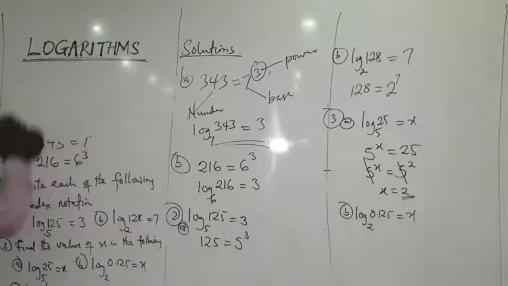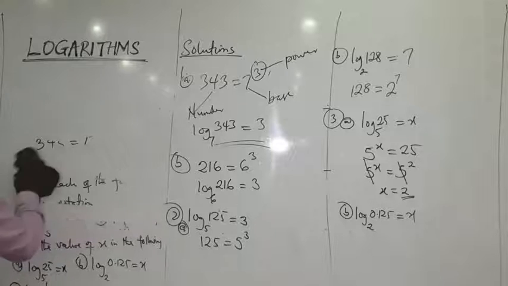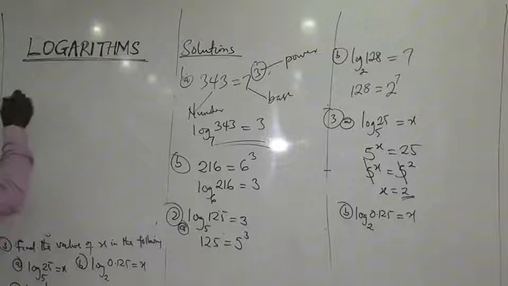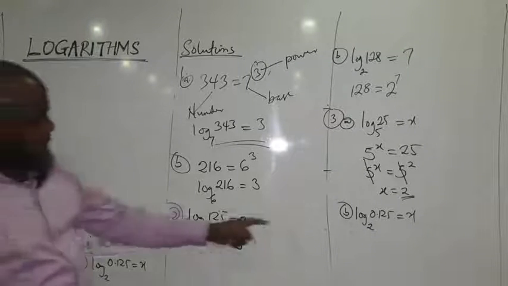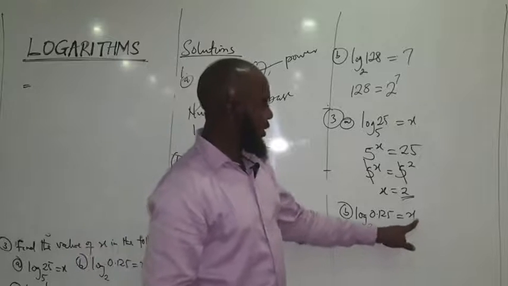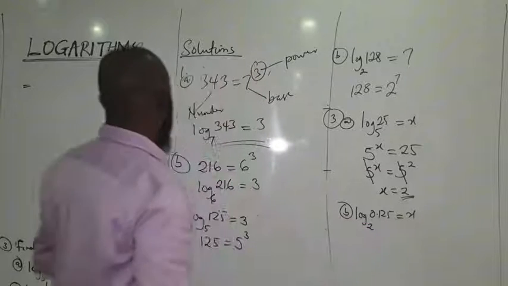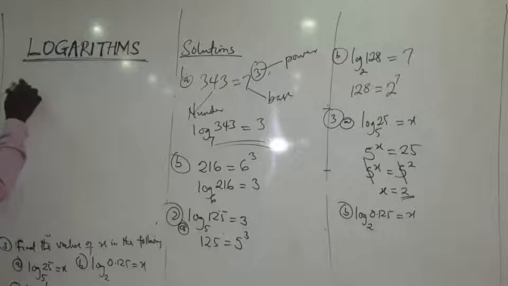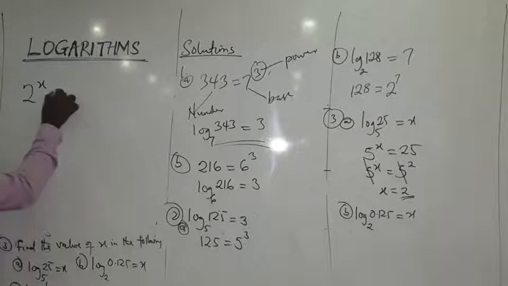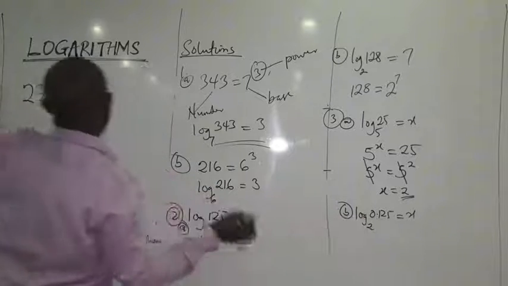So I've solved 1 and 2. Let's have it here. What we're going to have there is this. This is the base, and the same thing will happen to it. It will carry this one, which is the power. So that is going to have 2 raised by what? x equals the number 0.125.